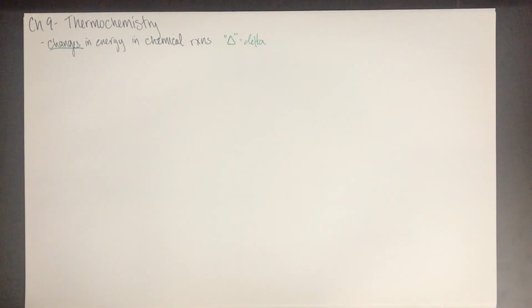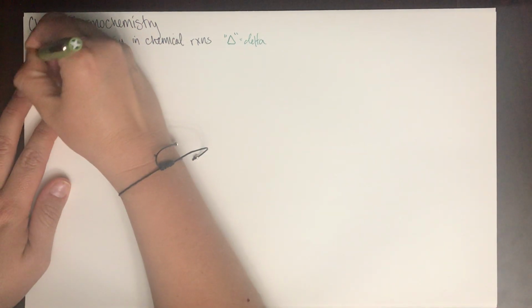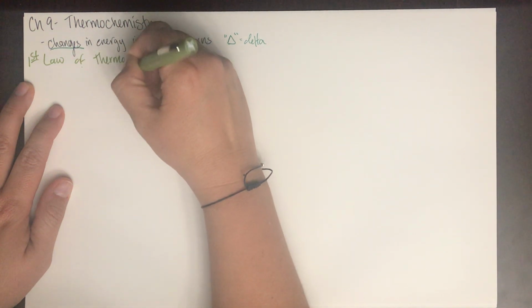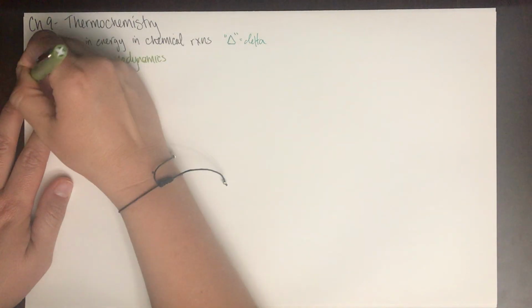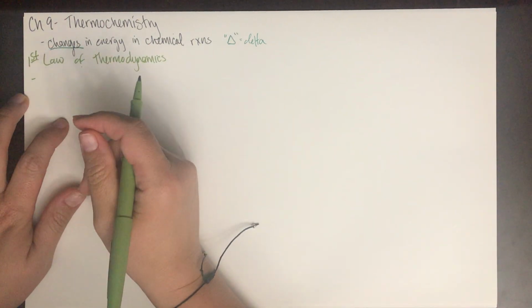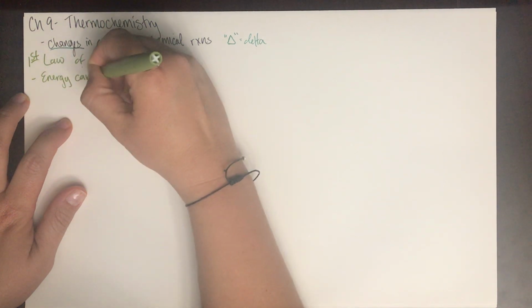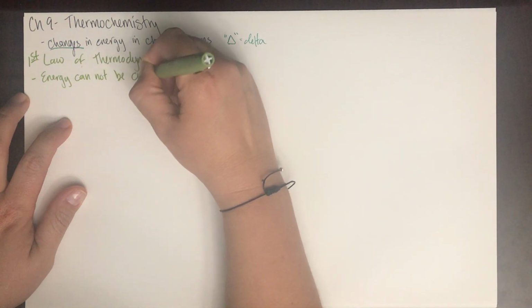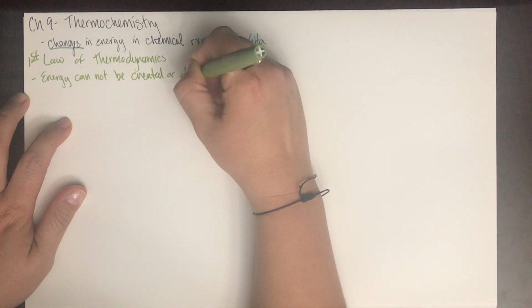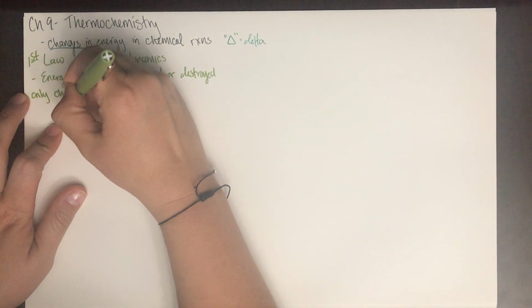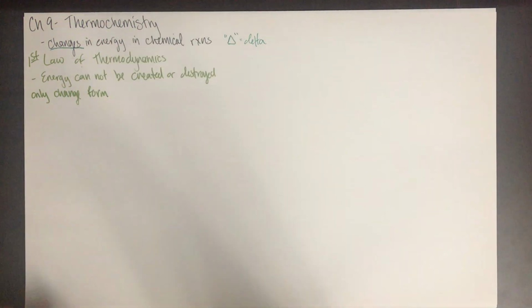So we're going to talk about some of the different laws of thermodynamics. The first law of thermodynamics says that energy cannot be created or destroyed, only changed in form. So we're going to spend a lot of time talking about this in the next few weeks.